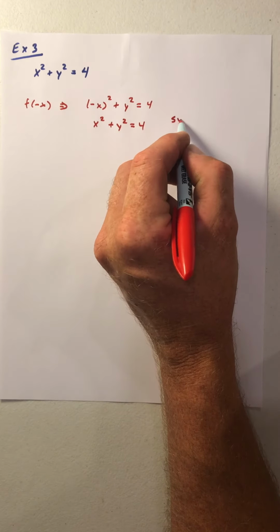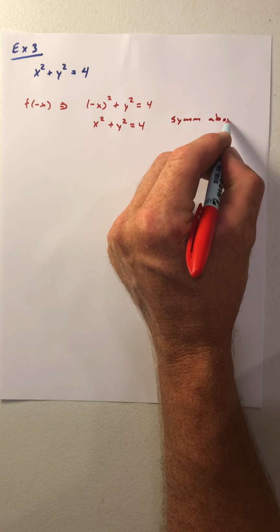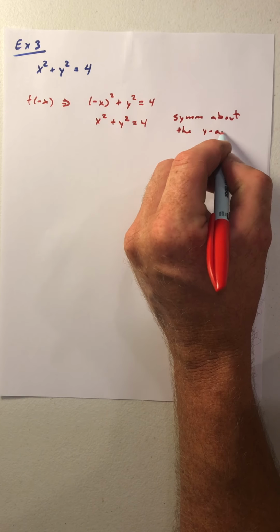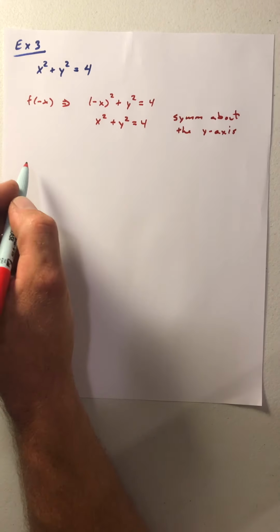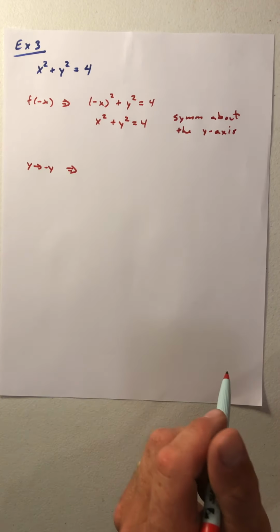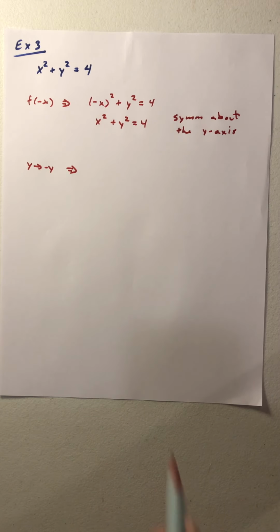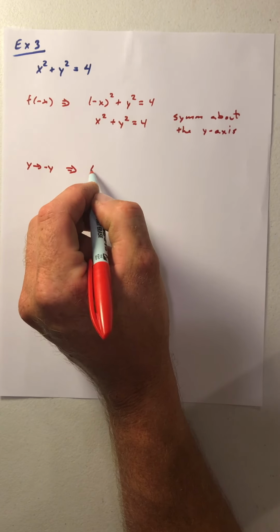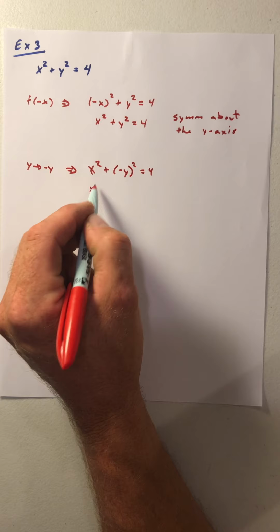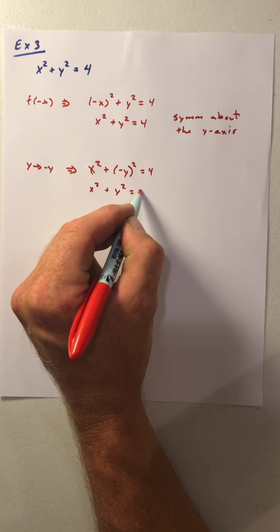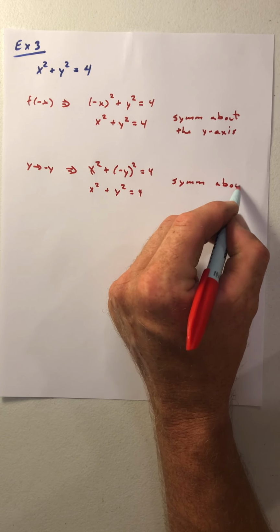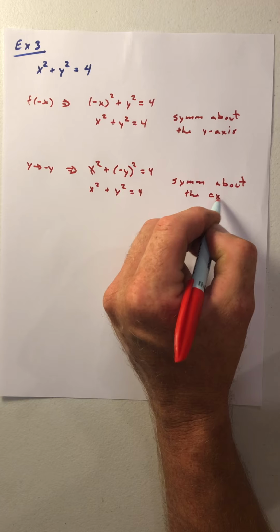So we know that this is symmetric about the y-axis. All right, we can go ahead and find our y and negative y replacement. So here we've got x squared plus the negative of y squared equals 4. So here we get x squared plus y squared equals 4. Those are exactly the same. So then we're symmetric about the x-axis as well.